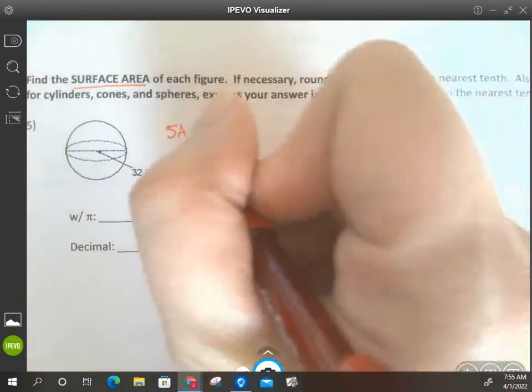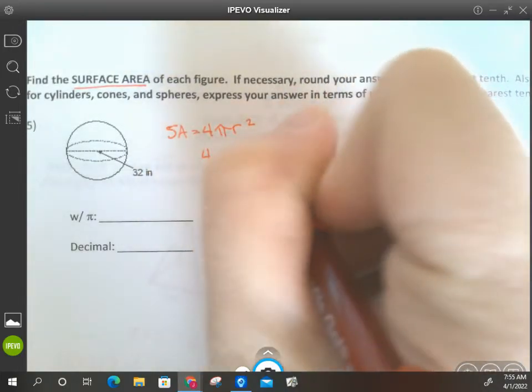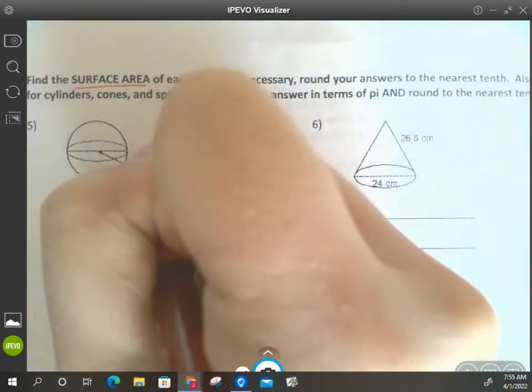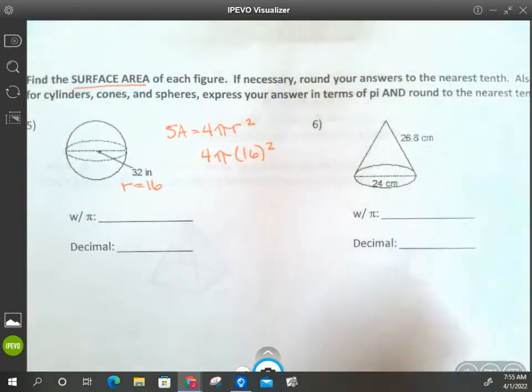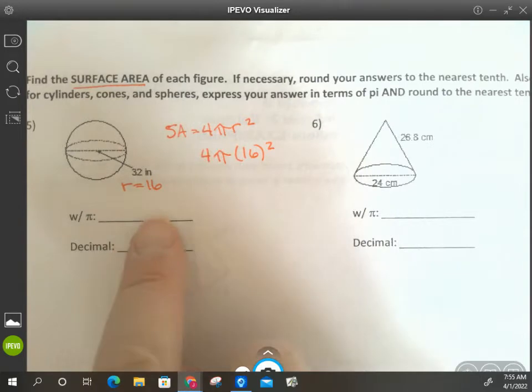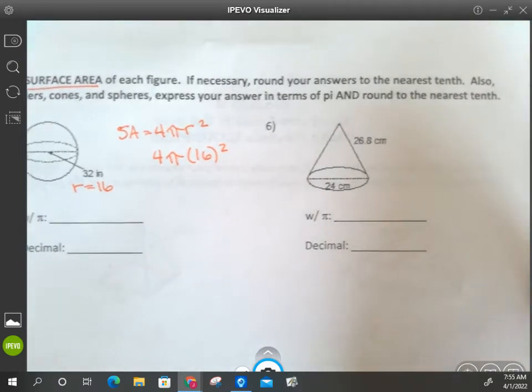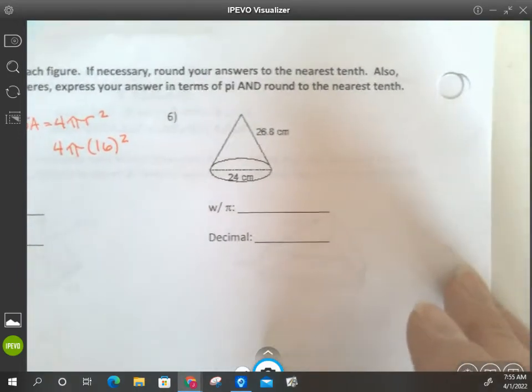What's the radius of this? The radius is 16. You need to be careful that you don't just put in what you have. R is 16. Okay, so same thing. Type it in your calculator without pi, and keep the pi attached, and then type it in with pi. All right, next one is a what? Next one is a cone.